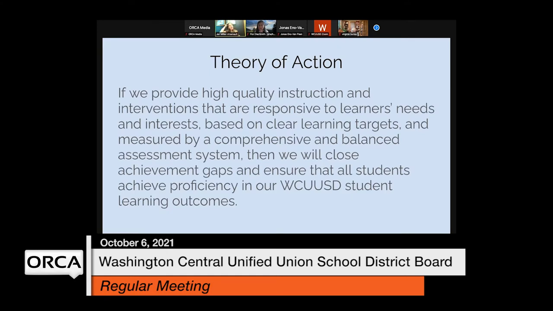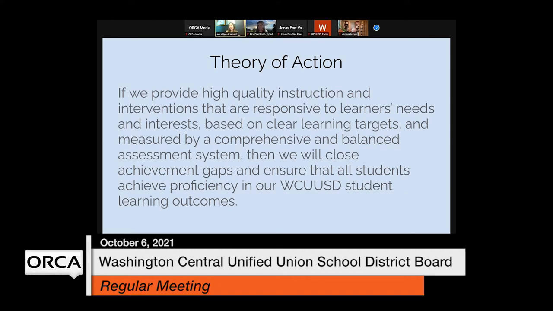So when we created the implementation plan back in 2016, we used some work about theories of action and strategic planning and strategies in action. And we created, as a leadership team, primarily this particular statement that is our theory of action. So I'm going to invite you to take a minute and read it. And I want to say just a few opening remarks about this theory of action.